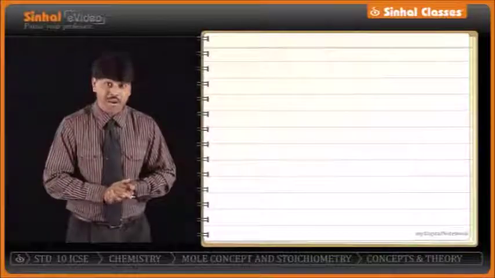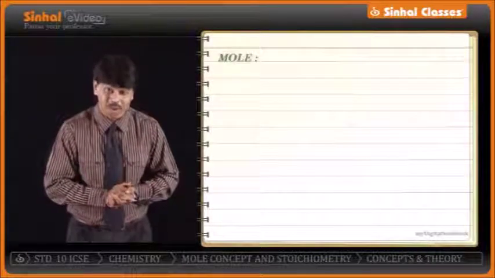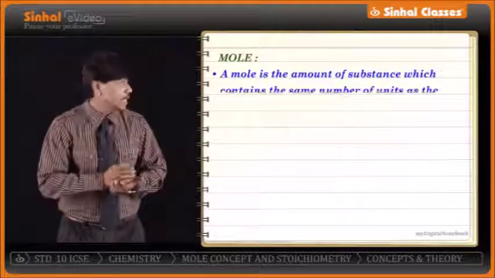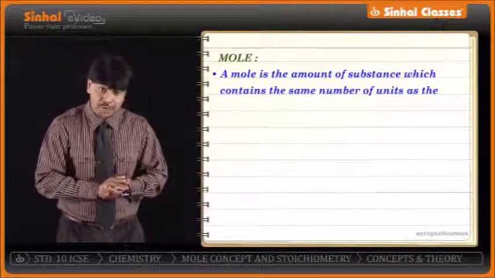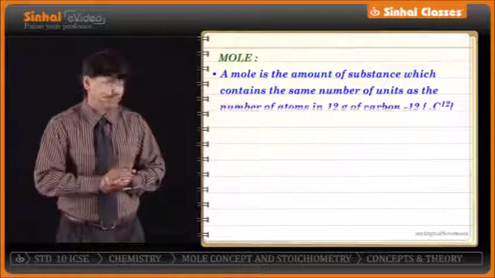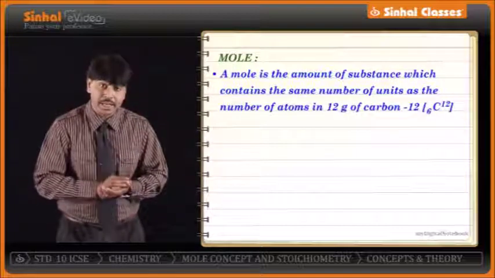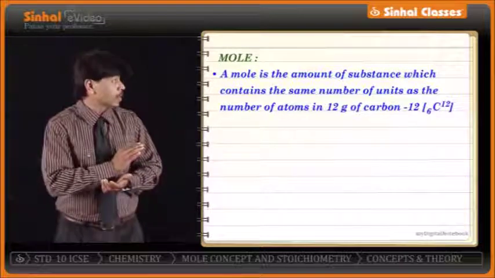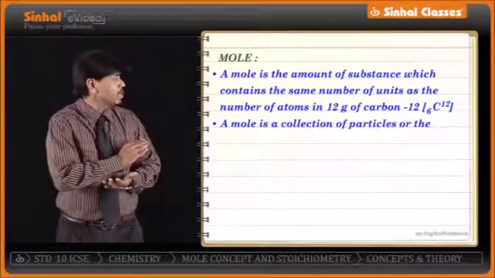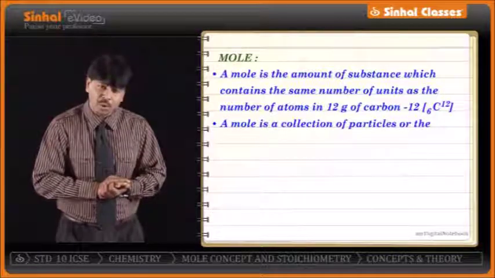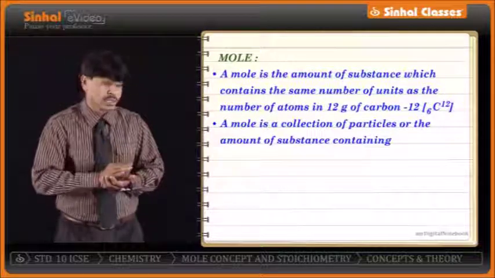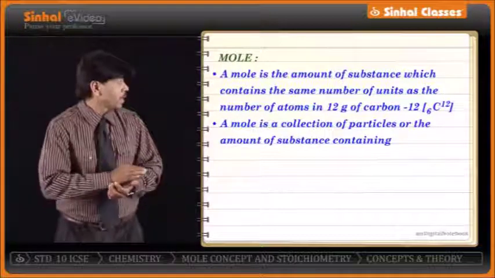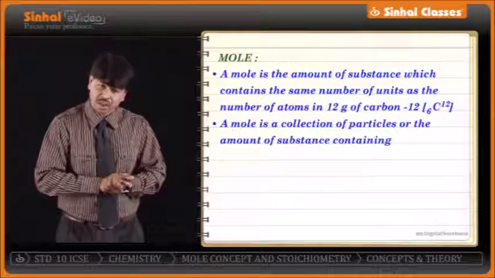In a similar manner, we are going to see what a mole is. A mole is the amount of substance which contains the same number of units as the number of atoms in 12 grams of carbon, that is, the isotope carbon-12. The mole is the basic unit of the amount of substance, just like the number present in a dozen or a gross.